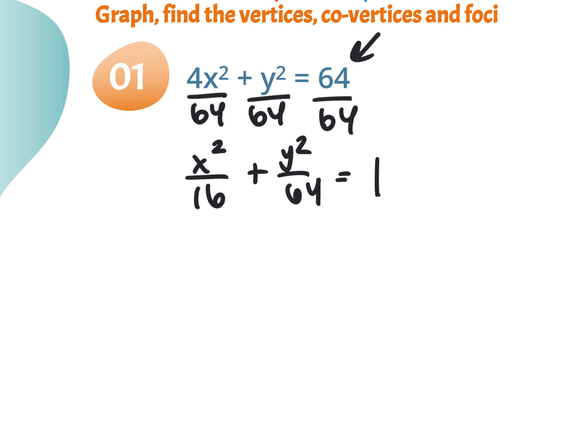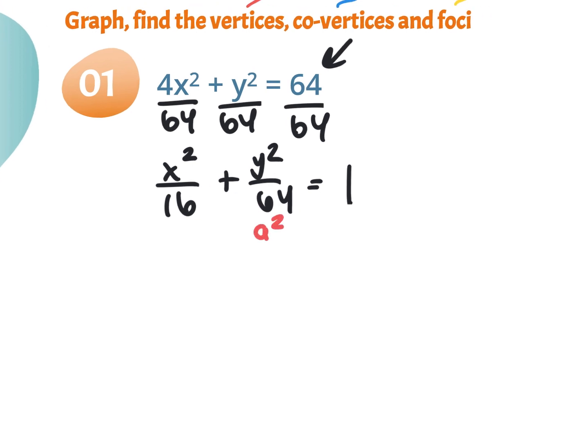What did I tell you about how to figure out if this was vertical or horizontal? If the A was under the x or the y. If the A is under the x squared, it's horizontal. If the A is under the y squared, it's vertical. A is going to be your bigger value. Which one is bigger here, guys? The y squared. So this is your a squared, and this is your b squared.